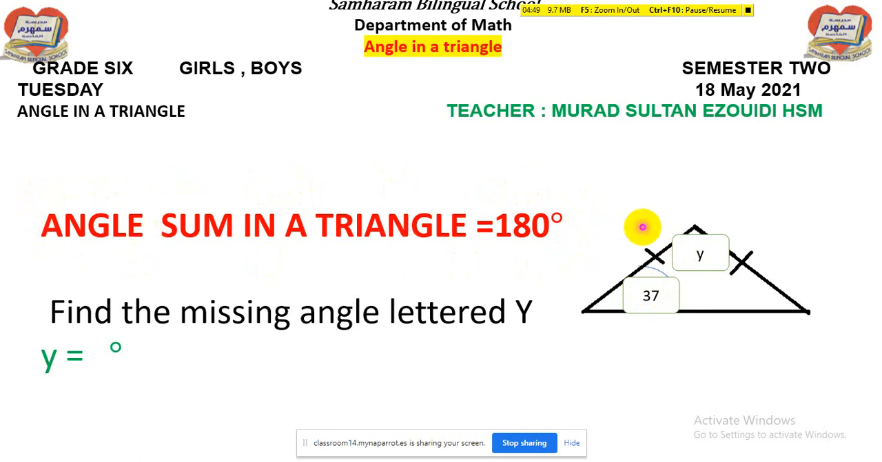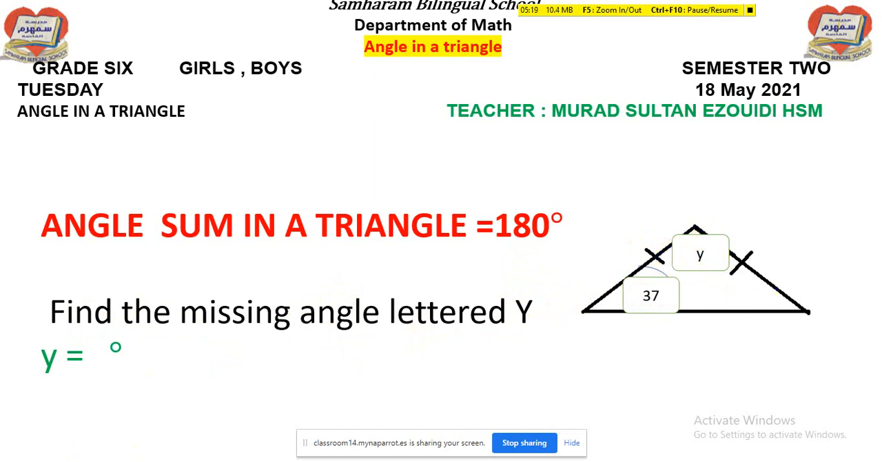Here you can see that this is a triangle. I can label this as A, B, C. This is the letter y, and this is the size of the angle, which is equal to 37 degrees, and the question is to try to find the value of y. Find the missing angle lettered y. You are welcome to solve this question, my learners.